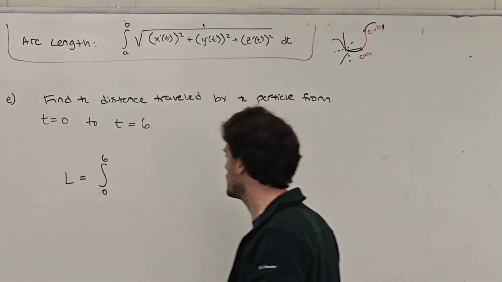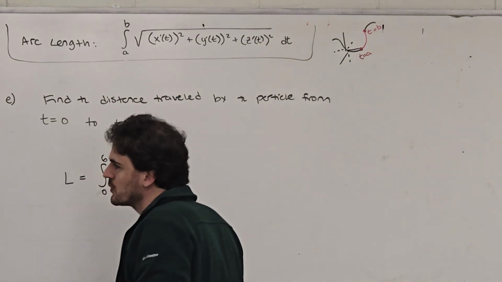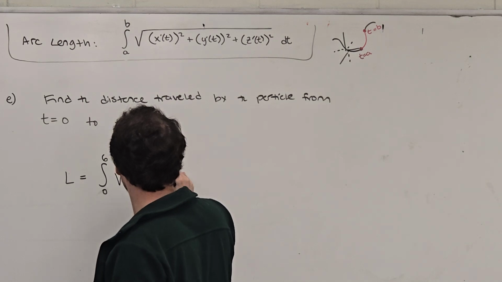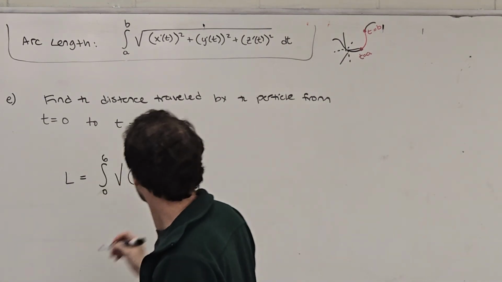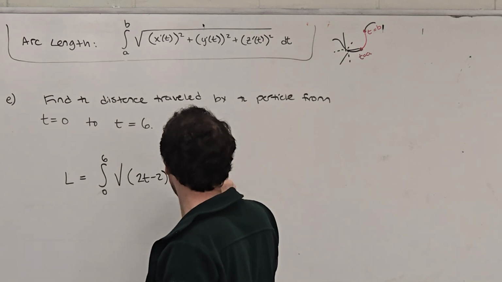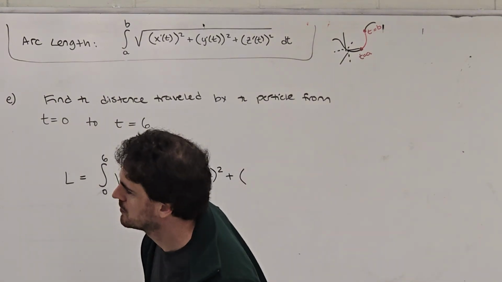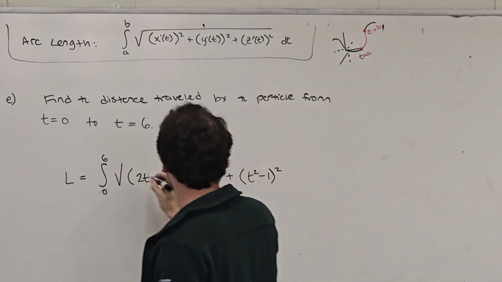So I want the definite integral from 0 to 6. Then I want the square root of x prime, 2t minus 2, squared, plus y prime, which is 2 squared, plus z prime, which is t squared minus 1 squared.